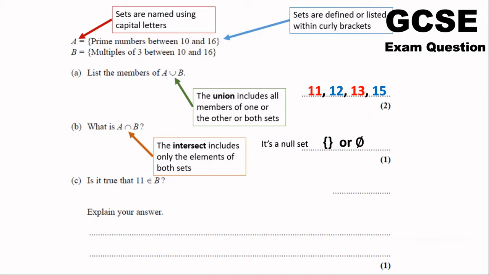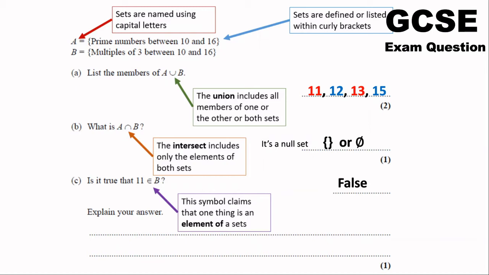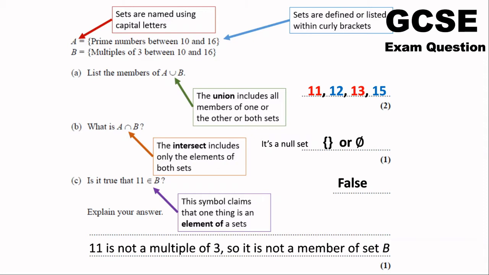Is it true that 11, what's this symbol, B? Is 11 an element of set B? If that's true, looking at the definition of set B, 11 would be a multiple of 3. Is 11 a multiple of 3? No, it's not. Explain your answer and make sure you explain your answer fully in words.